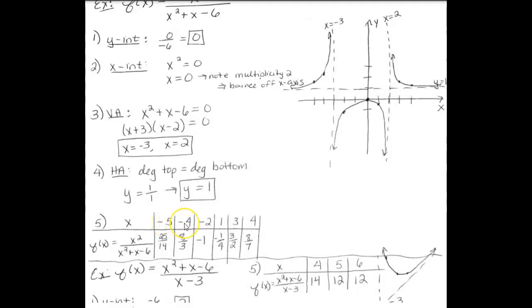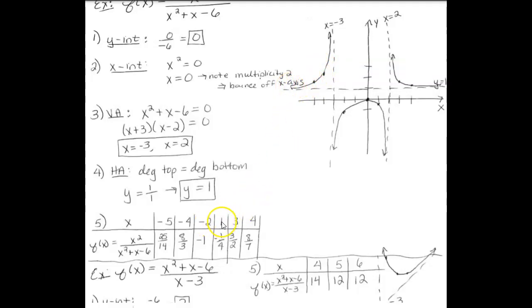Negative 5 and negative 4 are on the left of the negative 3. So when I plug in negative 5, we get 25 fourths, and when we plug in negative 4, we get 8 thirds. So we plot those values. We're up here above this line, so we see that the graph should sit above the y equals 1.